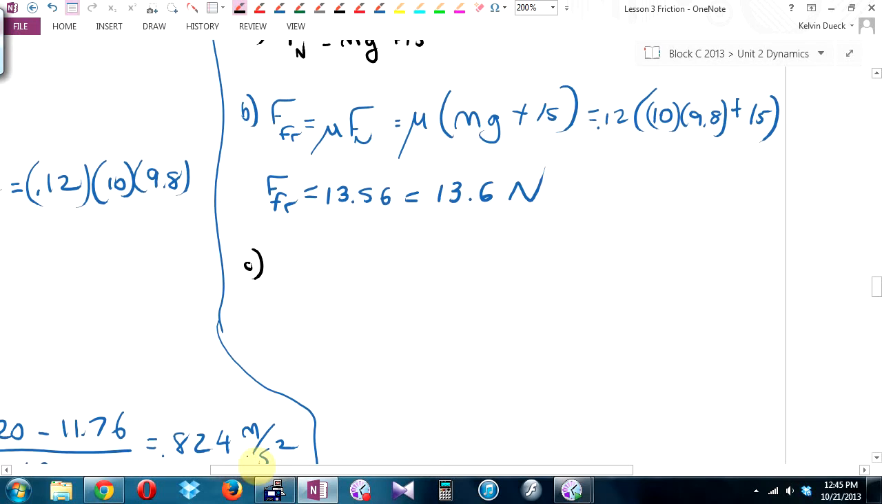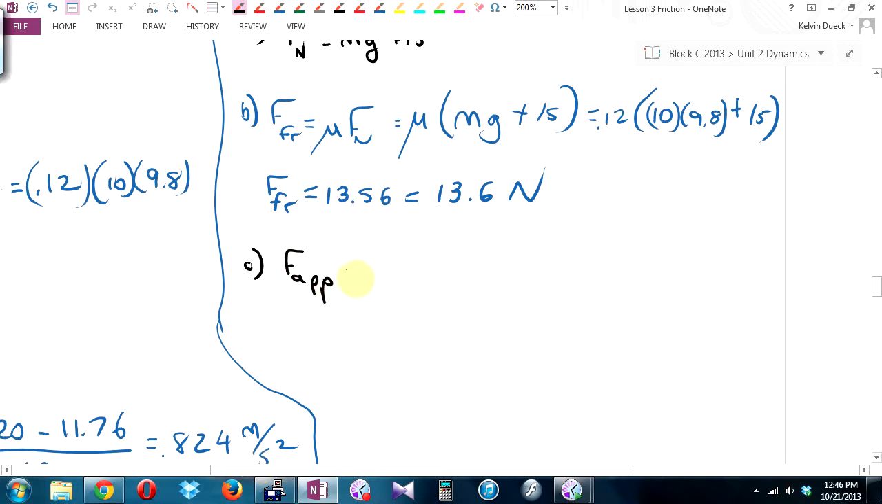What does C want? Alex, what does C want? Who's winning? Who's winning? Who's losing? You know what? It's exactly the same equation as the previous example. Friction has changed, but the horizontal forces haven't changed in terms of there aren't any new ones.